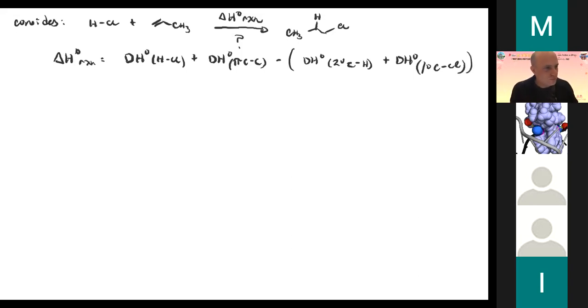Okay, and go back to the table, plug in the numbers, you get to minus 23 kcals per mole. Okay, and so this looks like it's favorable. It is favorable, is the bottom line. But this reaction does not work. It does not proceed.